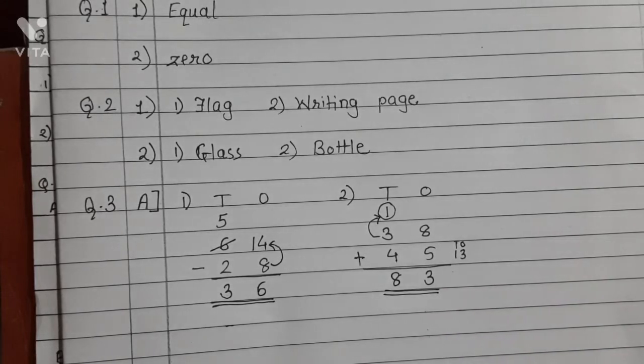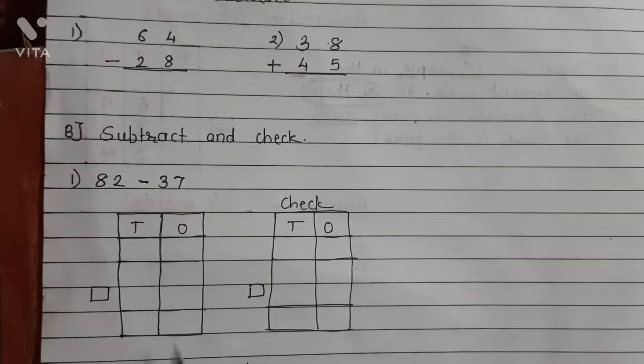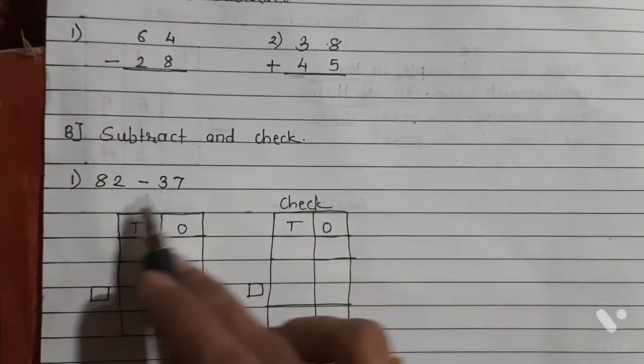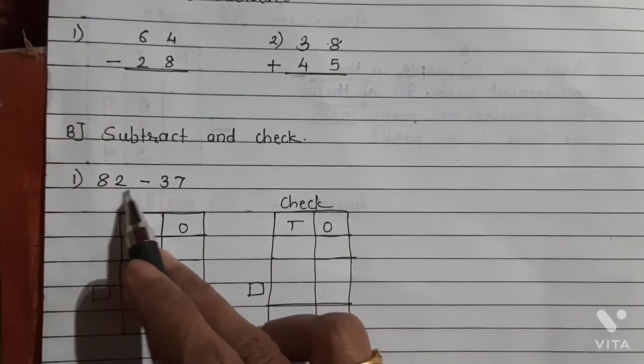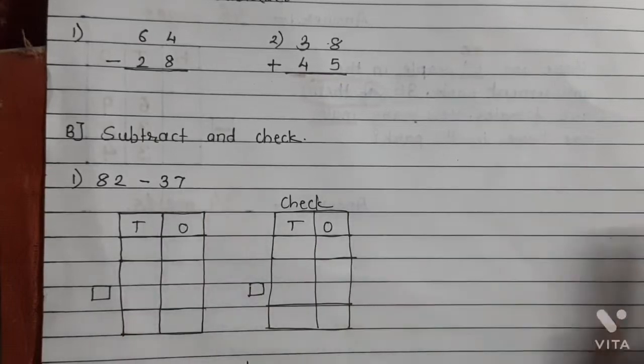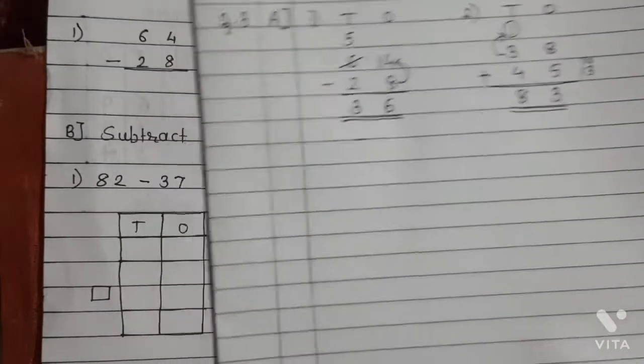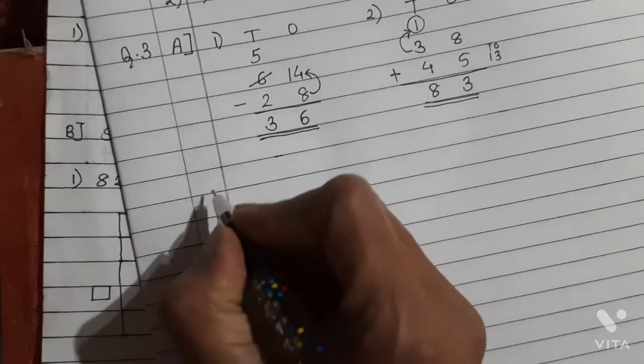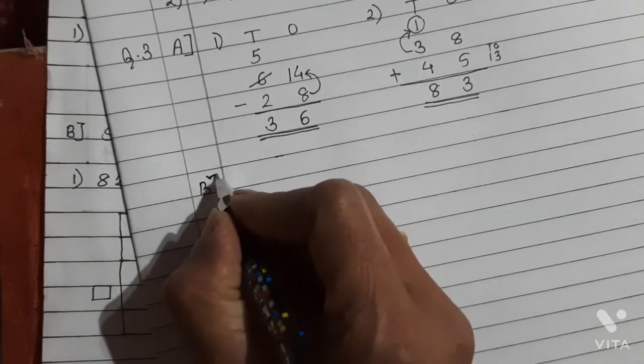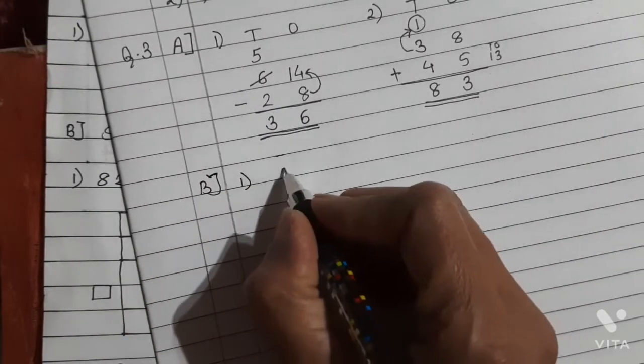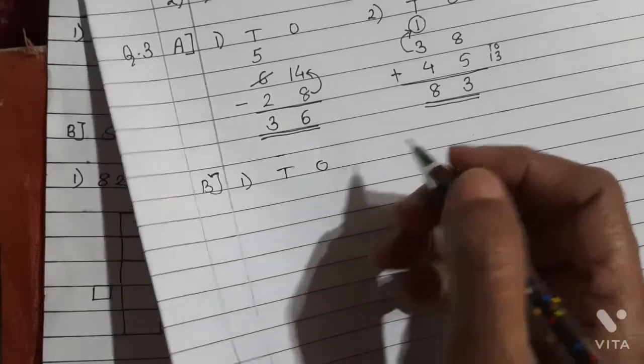Now we'll go for the next question. Question number 3, B, subtract and check. The sum is 82 minus 37. So directly you can write it here. Sub-question number B. From that, the first one, here you can write tens and ones.